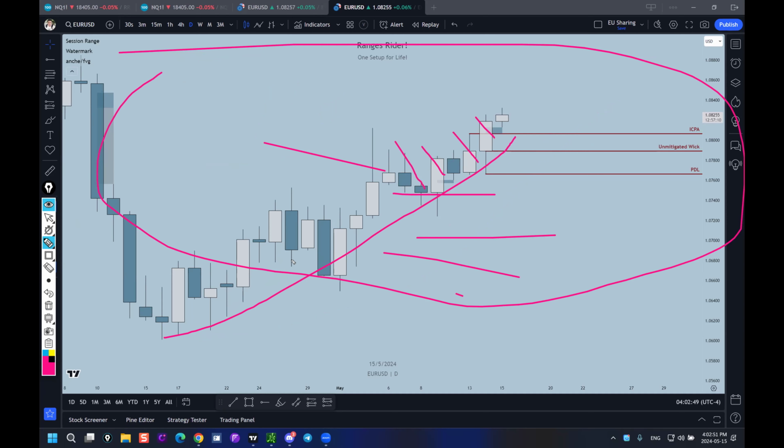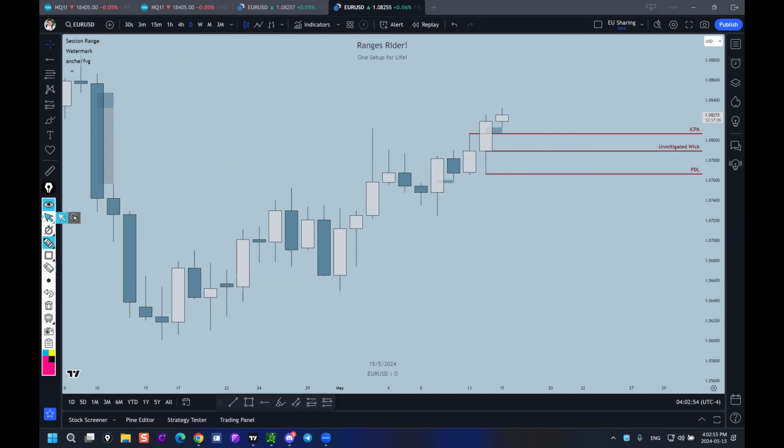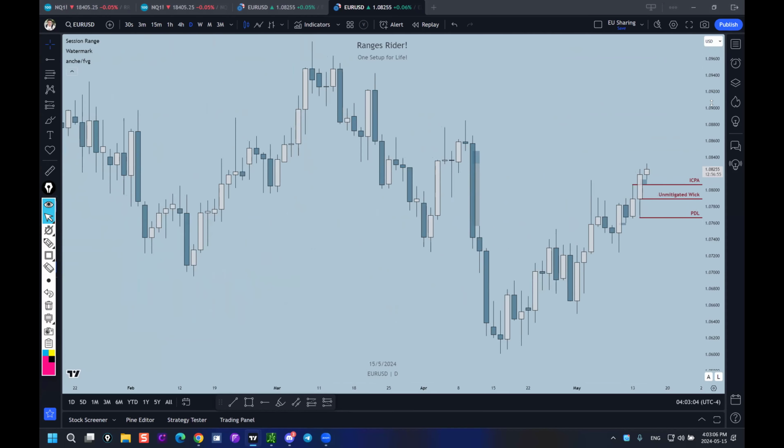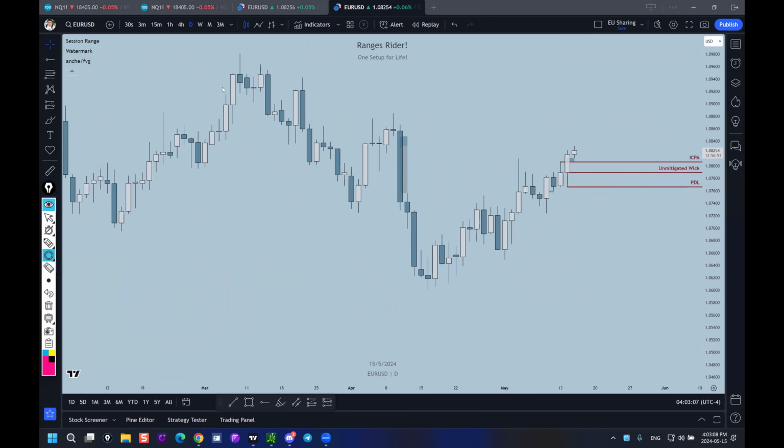Absolutely. Okay, so for today we have this one. We don't need to check anything on the daily time frame today. This is done. So we don't need to see on the daily time frame that you have the range from here to here. This is the internal range liquidity.